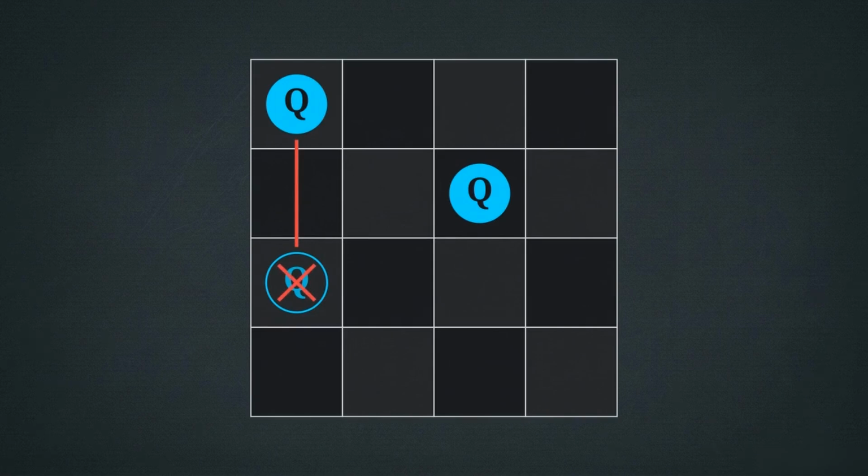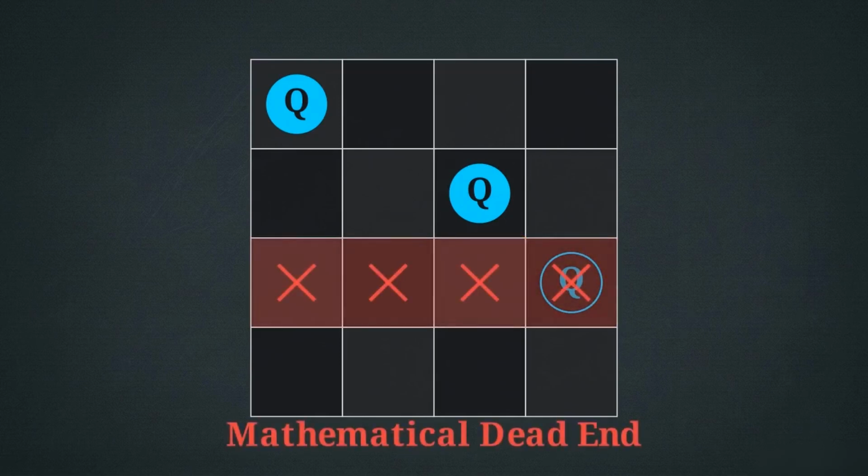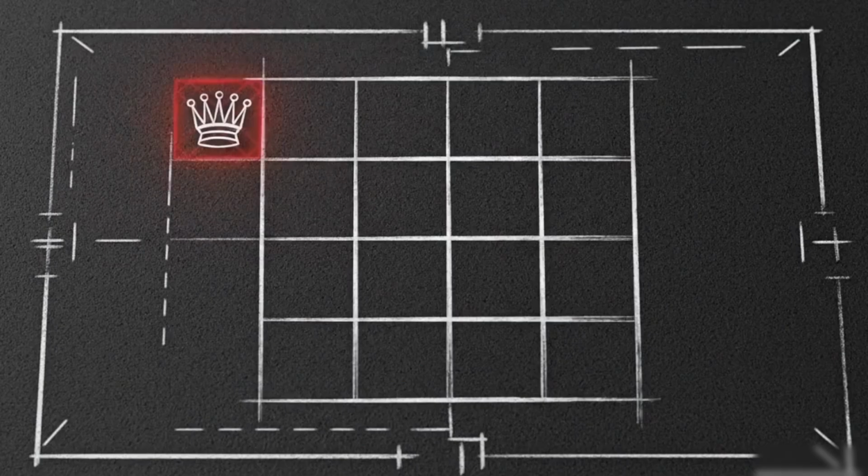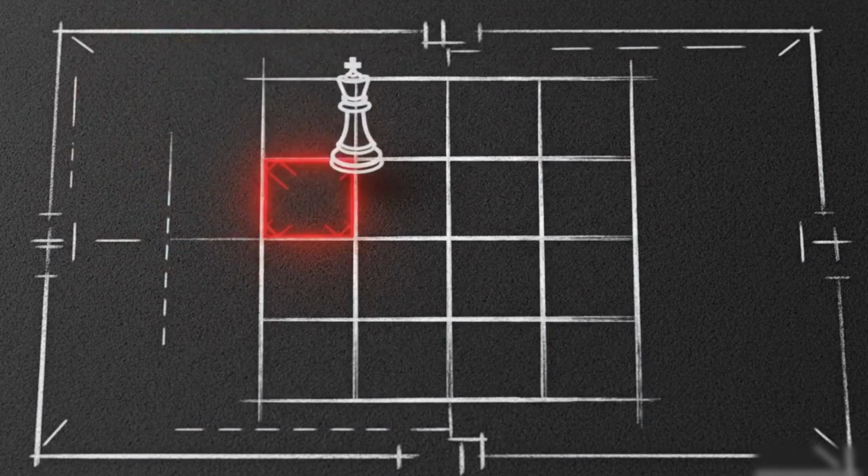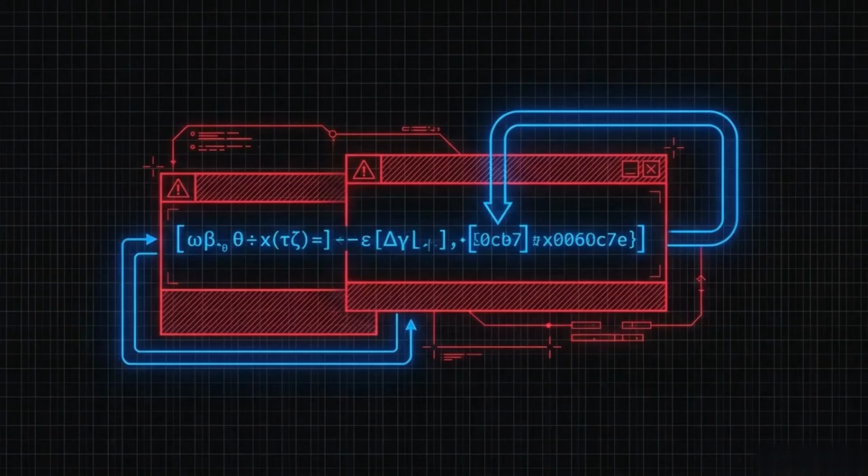Now we attempt row 3. Column 1 is under a direct vertical attack. Column 2 is attacked diagonally. Column 3, vertically. Column 4, diagonally. We have hit a mathematical wall. There is no safe square anywhere in row 3. If a naive program reaches this point, it crashes or gets stuck in an infinite loop. We need an escape mechanism.